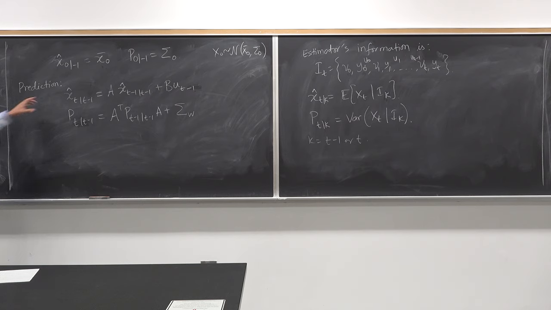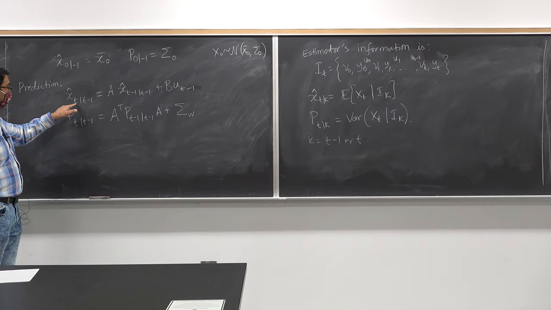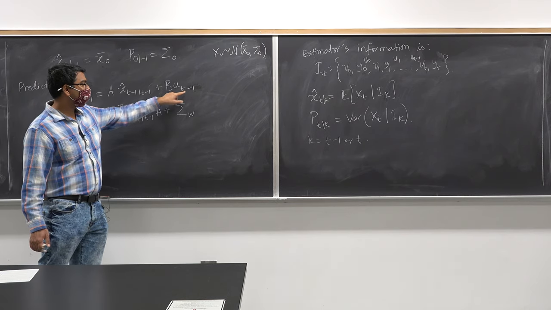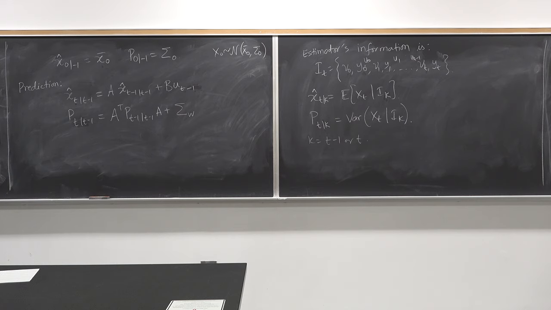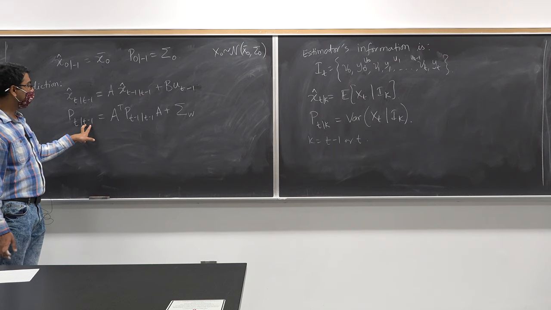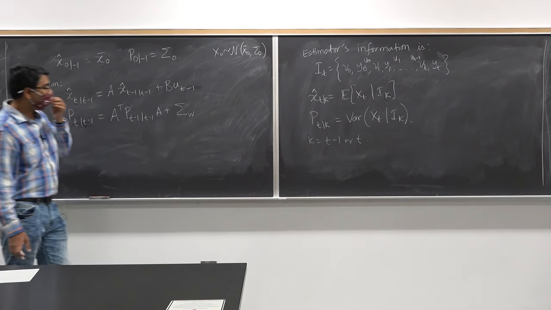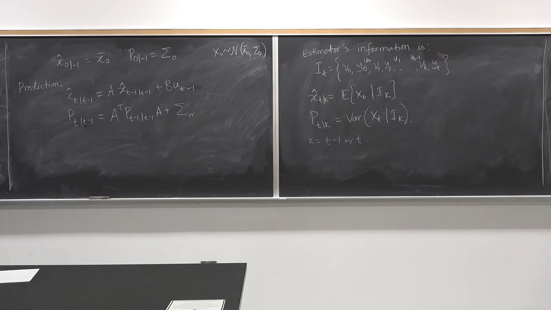Okay, so this is the prediction of what's going to happen at time t, given the information you have at time t minus 1 and the fact that you are going to take the action u t minus 1 at this particular time step. So I'm looking into the future. I'm predicting what's going to happen based on all the information I have until time t minus 1, and the control action that I'm going to take at this moment. That's the prediction step. And then you have what is known as the correction step. Any questions so far on the prediction step?